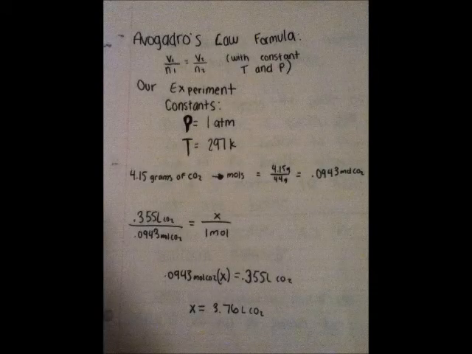Avogadro's law formula states that V1 over N1 equals V2 over N2 with a constant temperature and pressure. Our experiment constants were a pressure of 1 atm and a temperature of 297 Kelvin. We know that there are 4.15 grams of CO2 in a 1-liter bottle of Diet Coke. Converted to moles, that's 0.0943 moles of CO2. We also know that there are 0.355 liters of CO2 in a 1 liter bottle of Diet Coke. So if you solve for x, you get 0.376 liters of CO2.